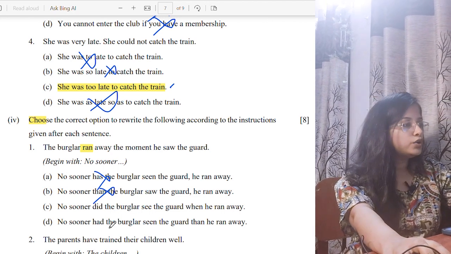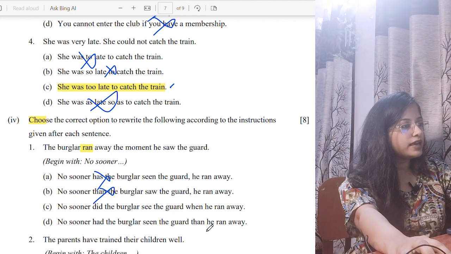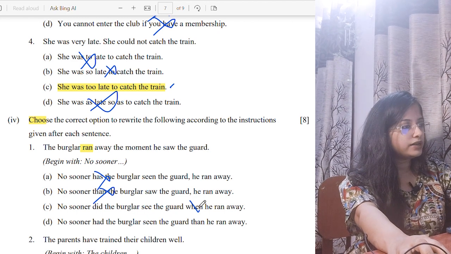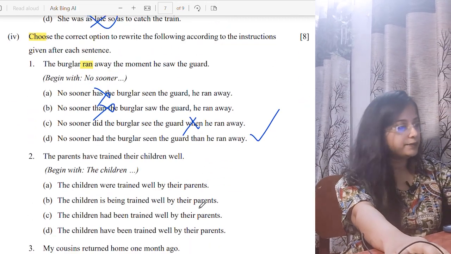In the middle, with no sooner, did and had, both of them we will check. With no sooner, what do we have in the middle? We have than, not when. With hardly, when will come. So the correct answer is option number D.